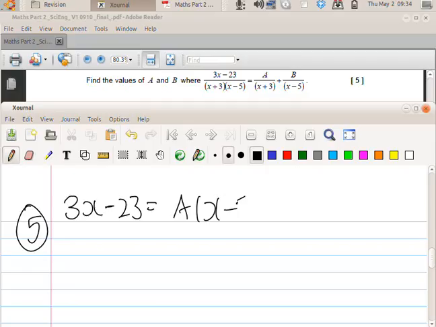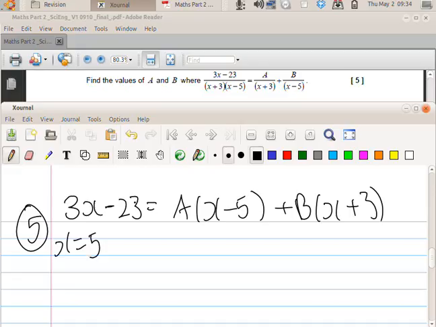x plus 3. So, if you make x equal to 5, you get 15 minus 23, which is minus 8. Minus 8 is equal to 8b. So you get b equals minus 1, and then you make x equal to minus 3. What do you get? Minus 9 minus 23, that's minus 22.